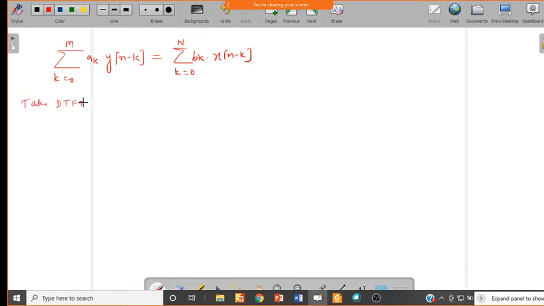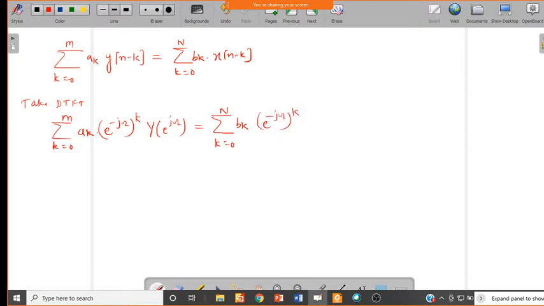Now taking the DTFT on both the sides, we will get summation k equal to 0 to m, a_k into e power minus j omega power k, because the value varies here, into Y of e power j omega. In the similar way at the input side also, summation k equal to 0 to n, p_k into e power minus j omega power k into X of e power j omega.